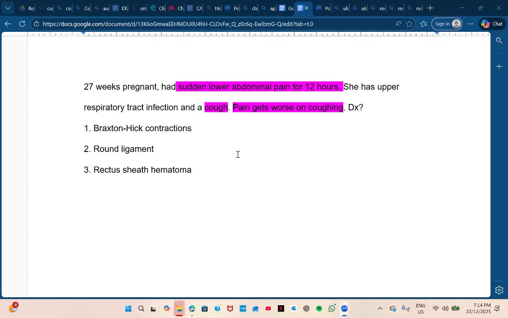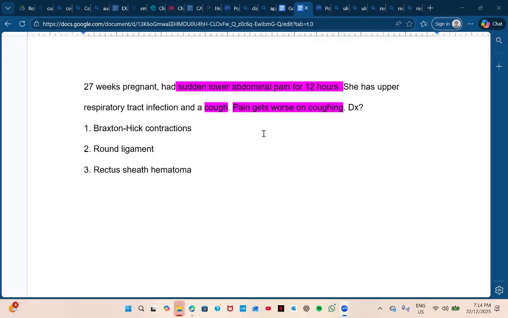That's one point that makes us think about the rectus sheath hematoma, right? And there are no contractions and no cervical changes, right? That's what I also think about this pain for 12 hours. What do you think, is round ligament pain something that can be this long lasting? Usually it's a short-term pain, right?